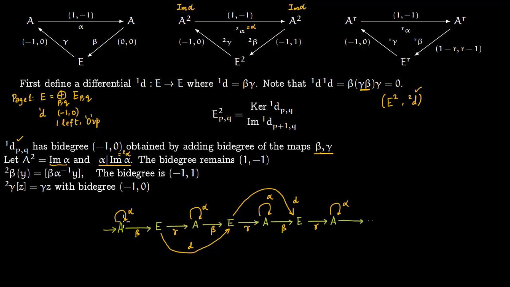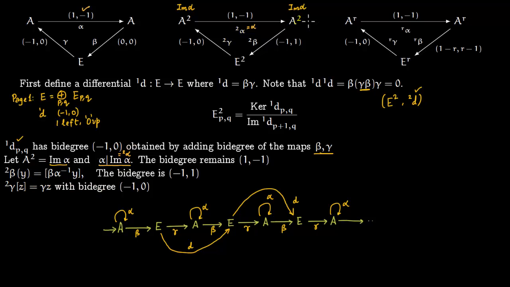Because you know that alpha goes from A to A itself, you can keep applying alpha to the image of alpha also. So the bi-degree remains the same, 1 minus 1, just the bi-degree of alpha, because nothing has been done. You're just replacing this with the image of alpha. So more importantly, we want to talk about this map 2 beta and 2 gamma.